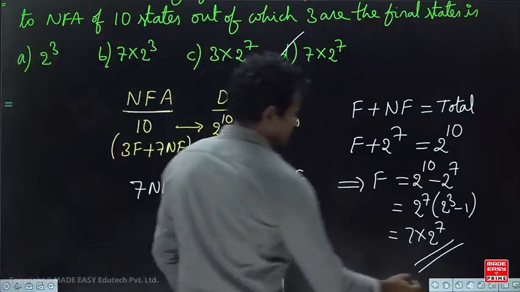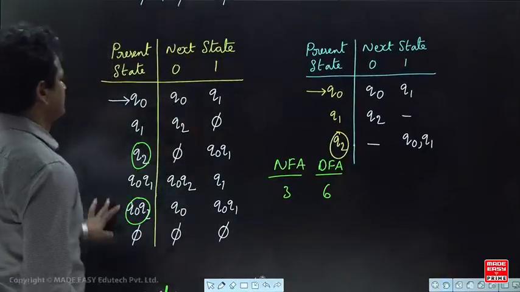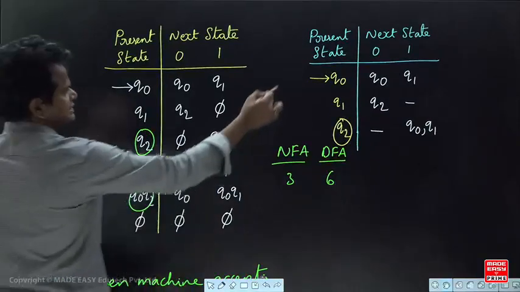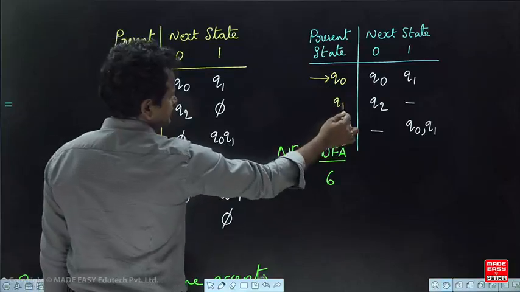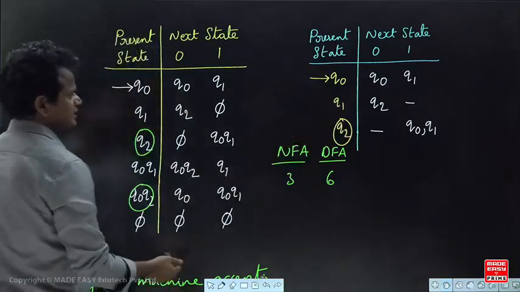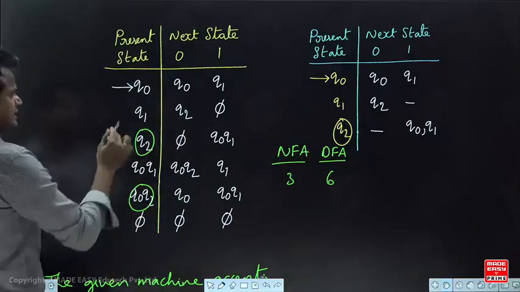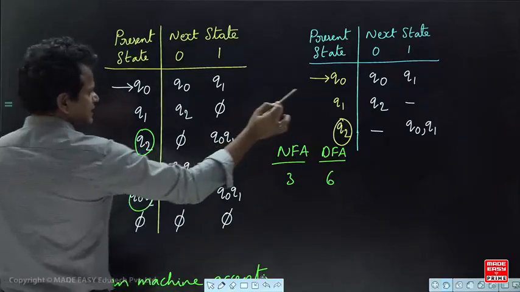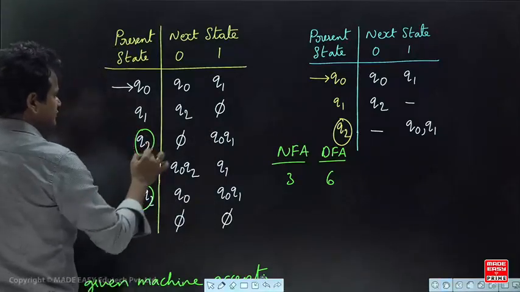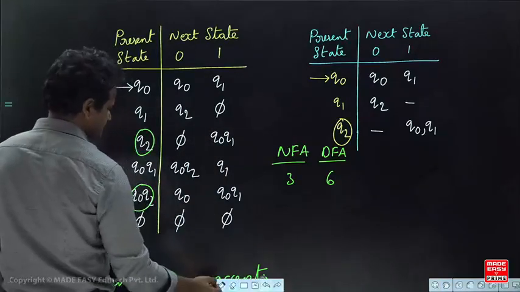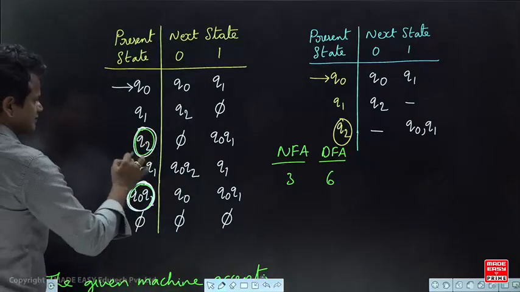Now listen guys. This is yesterday's question we have done. This is NFA and DFA. In NFA, Q2 is the final state. When you convert into DFA, these are the states. In the DFA, what are the final states? Wherever Q2 is there, because in the NFA, Q2 is the final. Wherever Q2, that will be a final.